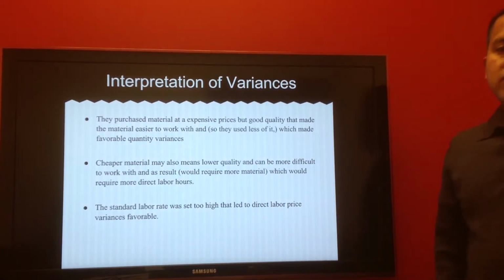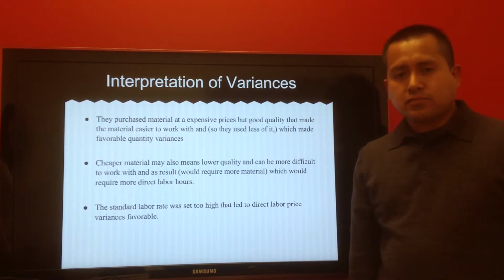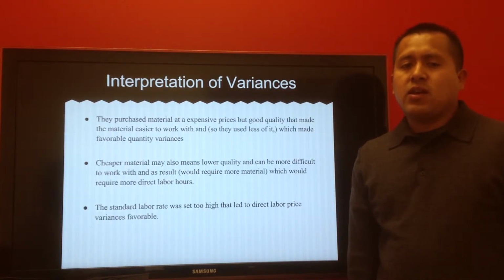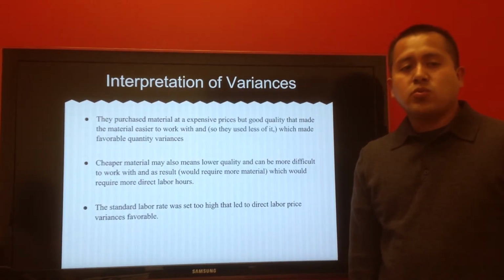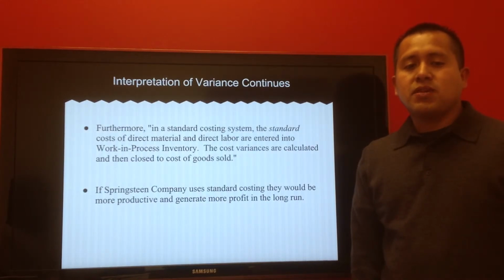The price of direct material variance depends on the purchasing practice of the purchase manager. In this case, they purchase material at an expensive price but of good quality, which is why they use less of it and create a favorable quantity variance. If they bought cheaper material, they will probably have to use more of it, which will also create more hours needed for direct labor, which will probably create unfavorable direct labor variances. To lower the cost of material, we can still negotiate with other vendors but try to keep the same quality to keep our other favorable variances.